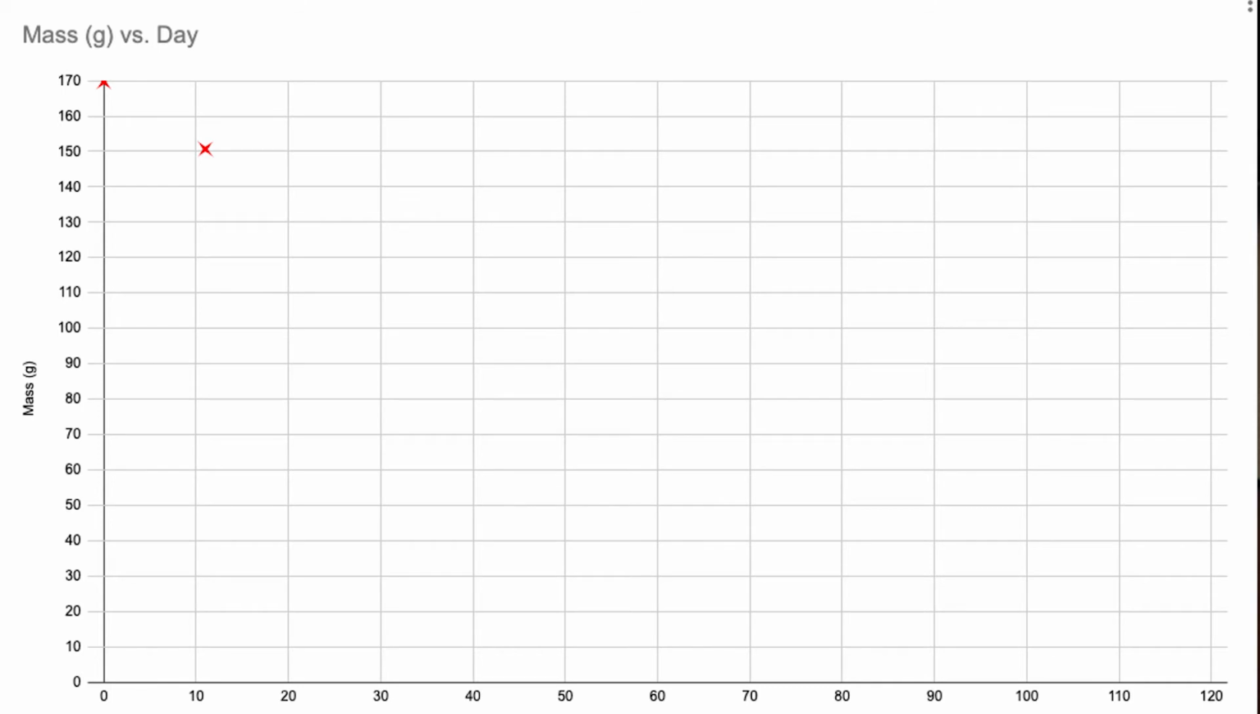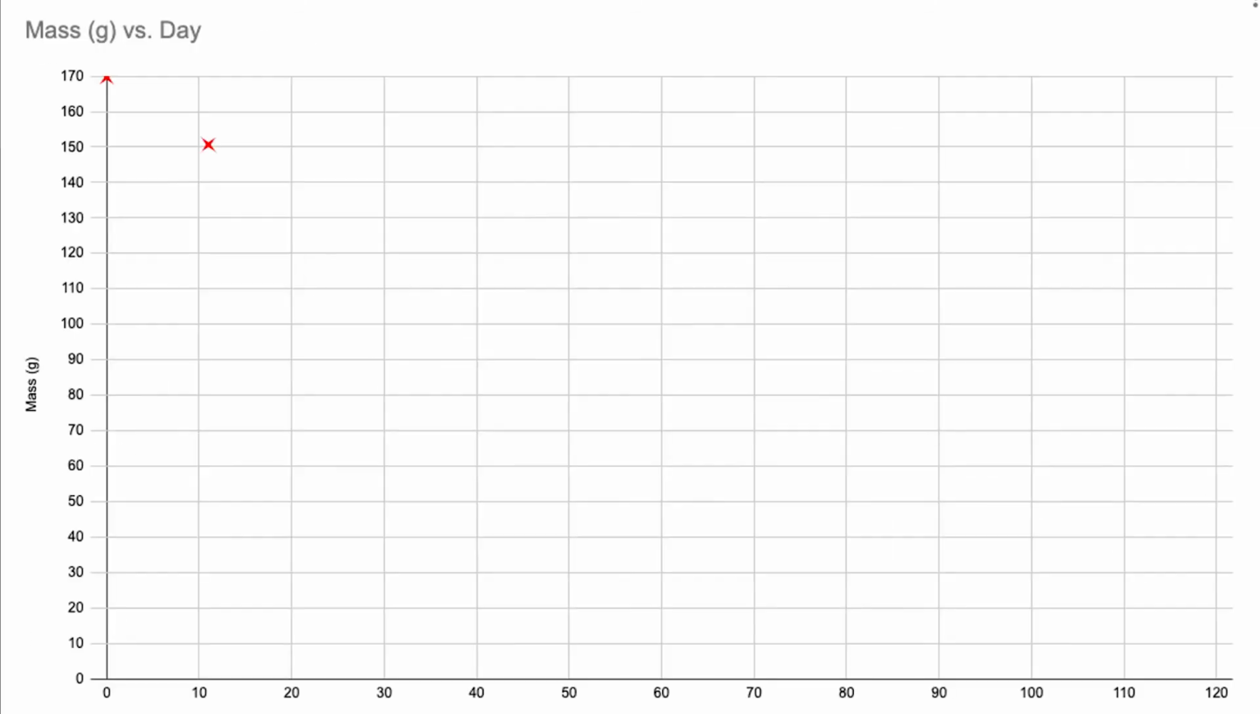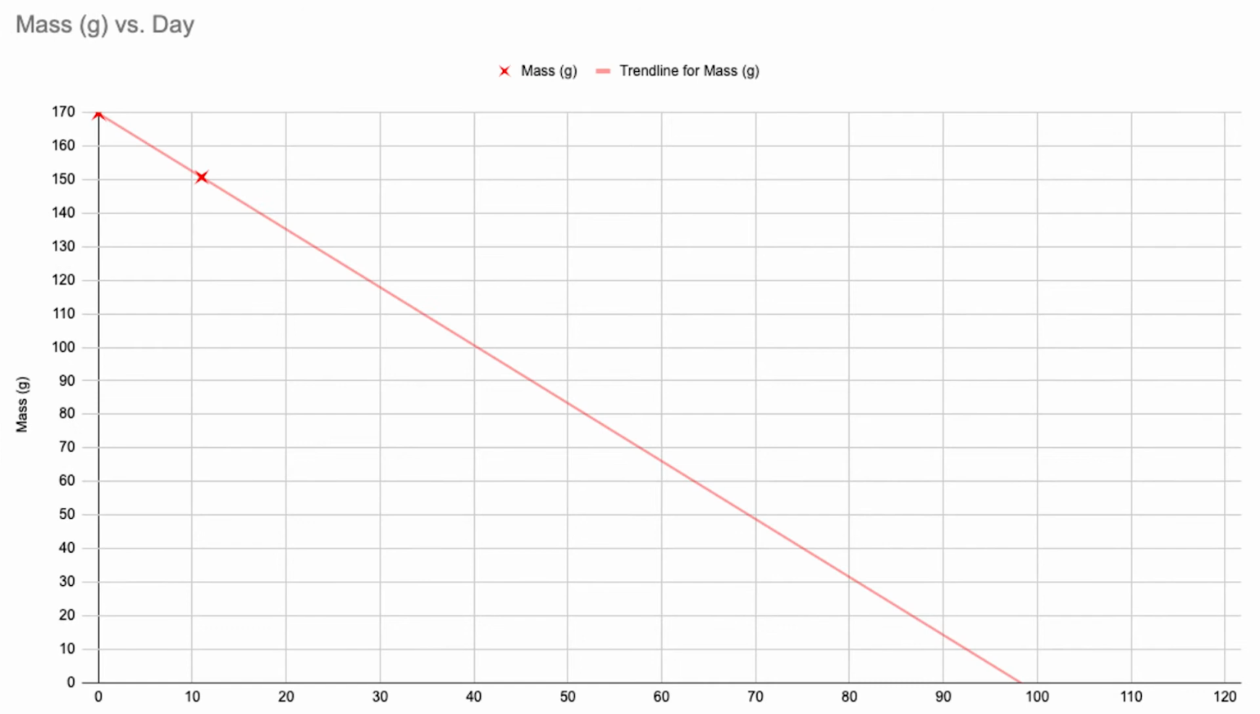Here you see a graph showing my tube of toothpaste with 2 data points. You can see the first data point is that 169 gram full tube of toothpaste. And then 11 days later, I measured the tube of toothpaste again, and you can see the second data point shows that it had gotten down to 150.7 grams. Now, if you take those 2 data points and extrapolate, you get a graph that looks like this.